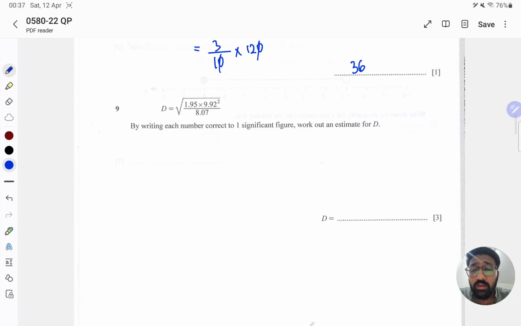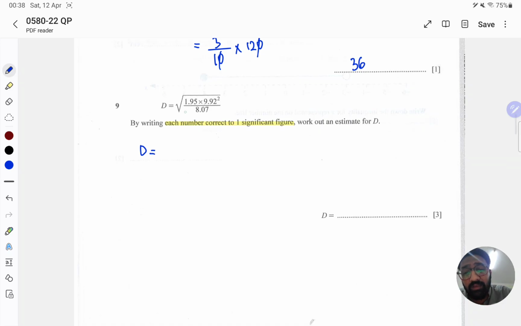Question number 9. There is a square root expression for d that is given to us, and we are asked to write each number correct to one significant figure. So basically this is the command word. You need to write down each value in one significant figure, and then you need to estimate the value for d. Please do not try to do the multiplication first and then simplification and give your answer in one significant figure. That is not what he is asking. He is asking you to write down the values in one significant figure and then simplify it.